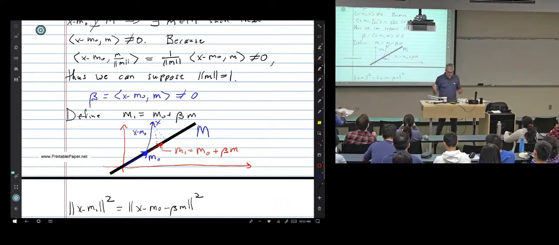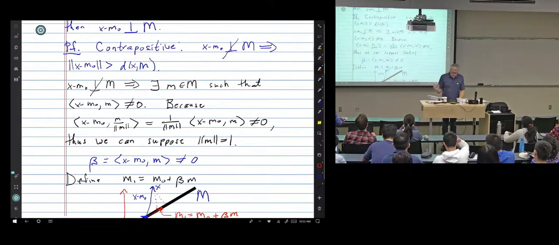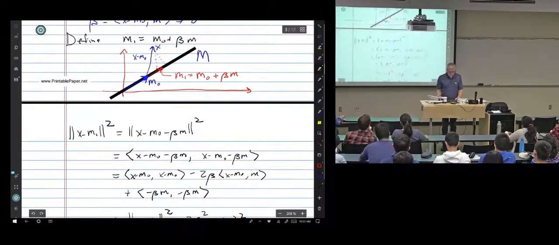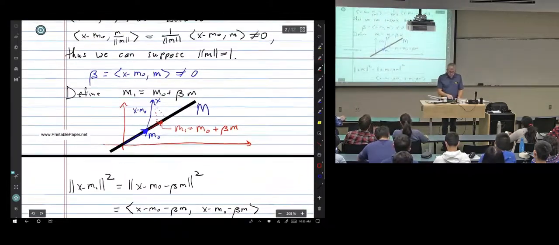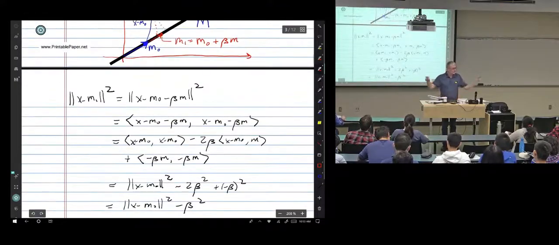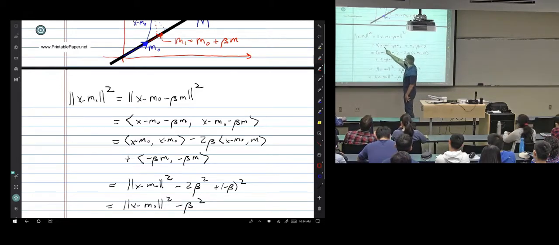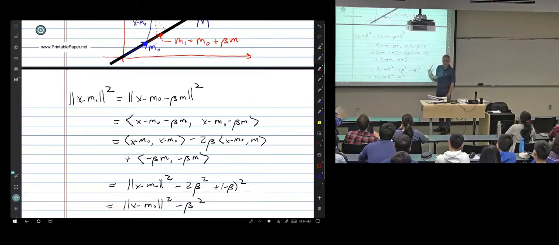Right now, all I need to show is if it's not orthogonal, then I can find another one where the norm gets smaller. So I could have just written it down and not drawn this picture and just said, this is my M1. Now look, magic. I look at the norm of x minus M1 squared. So there's my x minus M1. And I just expand it using the Z1 plus Z2, Z1 plus Z2 expansion.